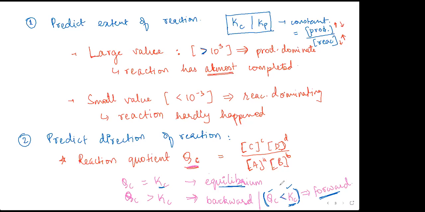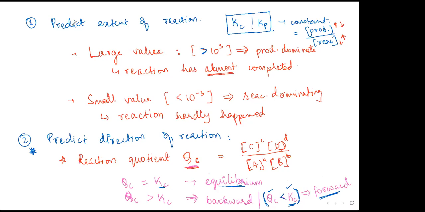So as long as the magnitude of QC is less than KC, the forward reaction is going to proceed and you can keep producing the product. Okay. So that's kind of how the prediction works. And that way, once you know the value of KC, you can use it.